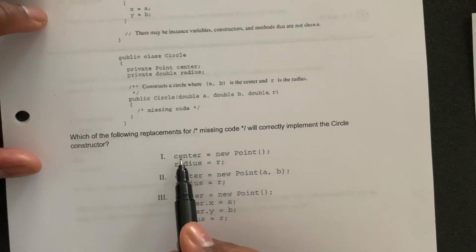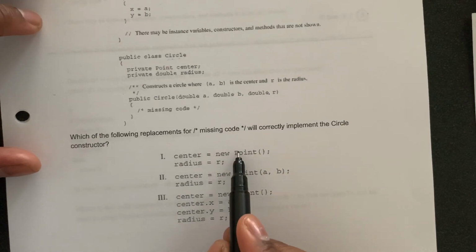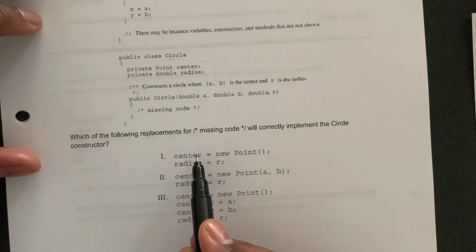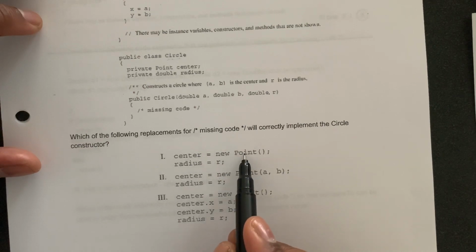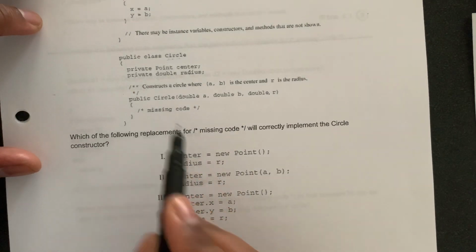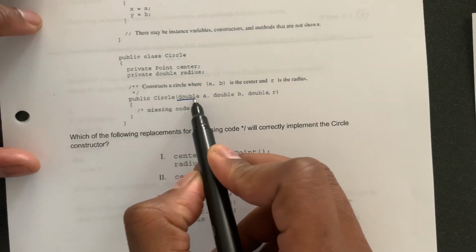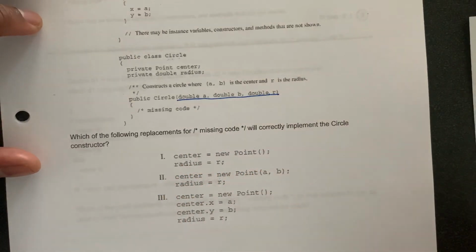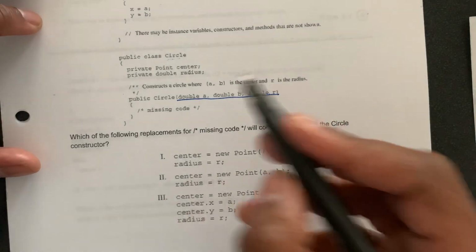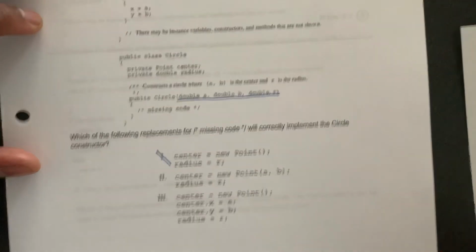So seemingly 1 would work because it creates a point. The constructor for center equals new Point, that works out if we were to put it inside here and radius r. The problem is that the constructor has to have 3 parameters. And for 1, it doesn't actually have that. So 1 can't work.